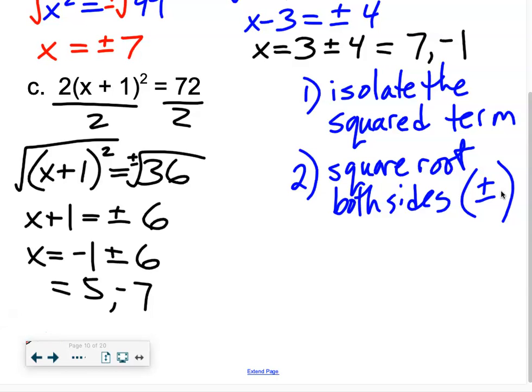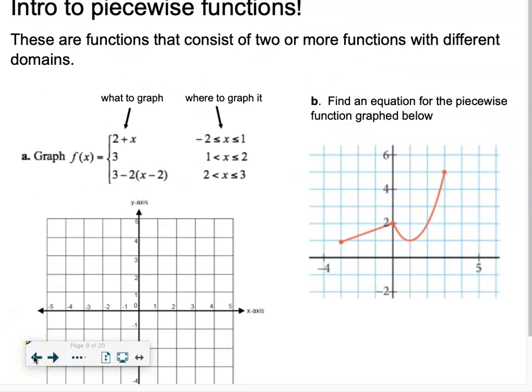One more thing we have to learn today. It's an introduction. And then we're done. And then we'll be free to do homework and quizzes and all that kind of stuff. So I have to introduce you to piecewise functions. So kind of just chillax for a second.